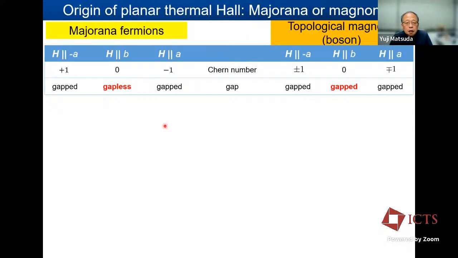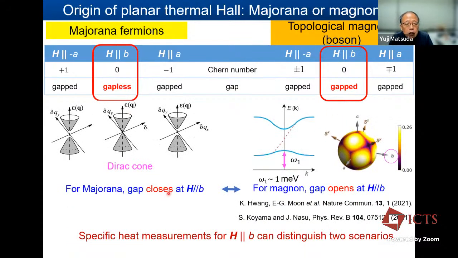Okay, so anyway, I'd like to focus on the origin of the thermal Hall effect. There are two scenarios, Majorana or magnons. As I mentioned, the Chern number cannot distinguish the two scenarios. But the important point is that in the Majorana fermion scenario, if the magnetic field is applied parallel to the B axis, the excitation is gapless. But in the bosonic scenario, it's gapped. Actually, in the Majorana scenario, the Dirac cone appears even in the magnetic field along the B axis. And if the magnetic field is tilted from the B axis, the gap opens.